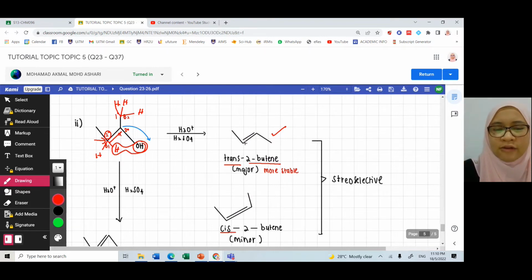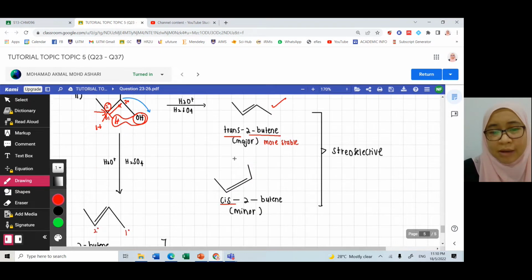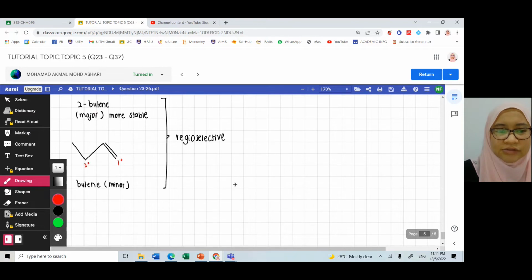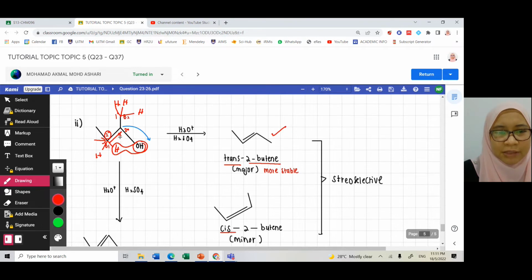So we can make it in the form of trans and also cis. But between trans and cis, there is a major and minor. The major would be the trans. The minor would be the cis. So this is not preferable. So this is our first option. The second one here is not preferable. So this is what we call stereoselective. Remember stereoisomerism relates to optical isomerism and geometrical isomerism.